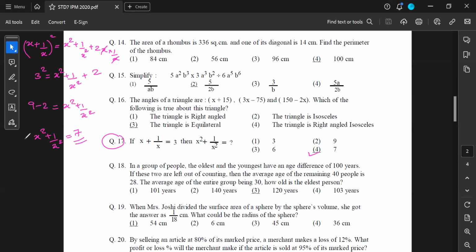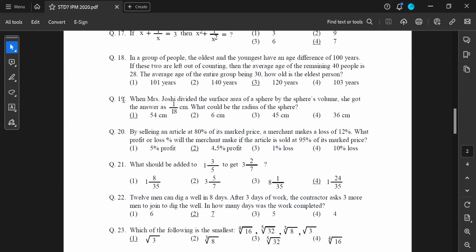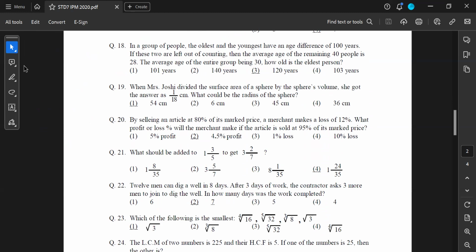Okay, let's proceed to the next question. Question number 18. In a group of people, the oldest and the youngest have an age difference of 100. If these two are left out of the counting, the average of the remaining 40 people, since two were removed from 42, is 28. So the sum of 40 people will be equal to 40 multiplied by 28. So it's 1120. Sum of 40 people is 1120.